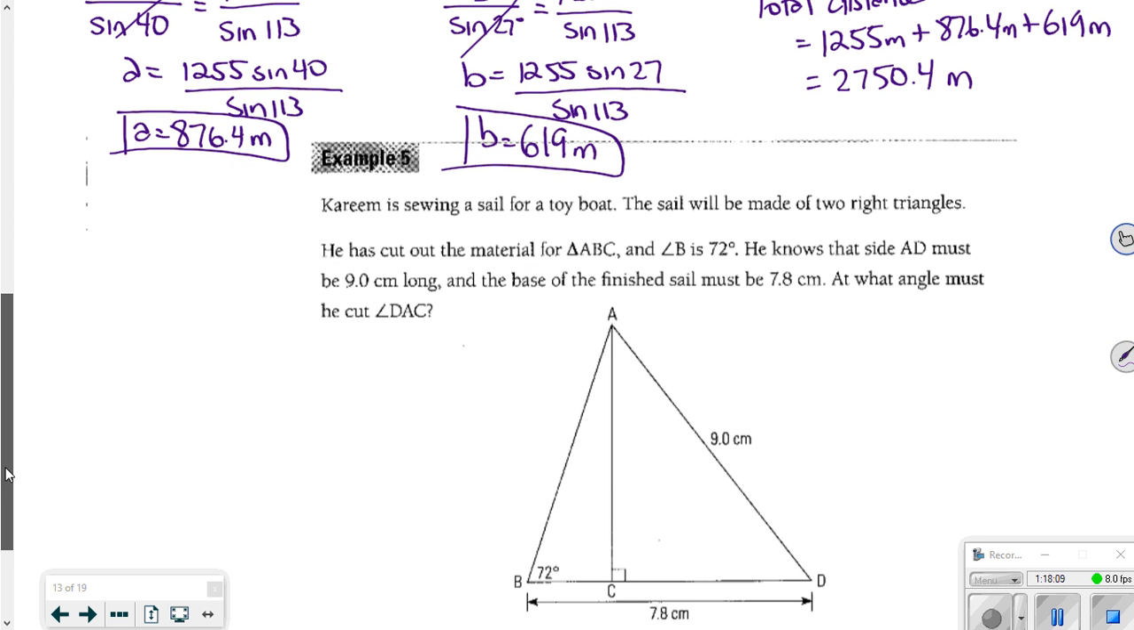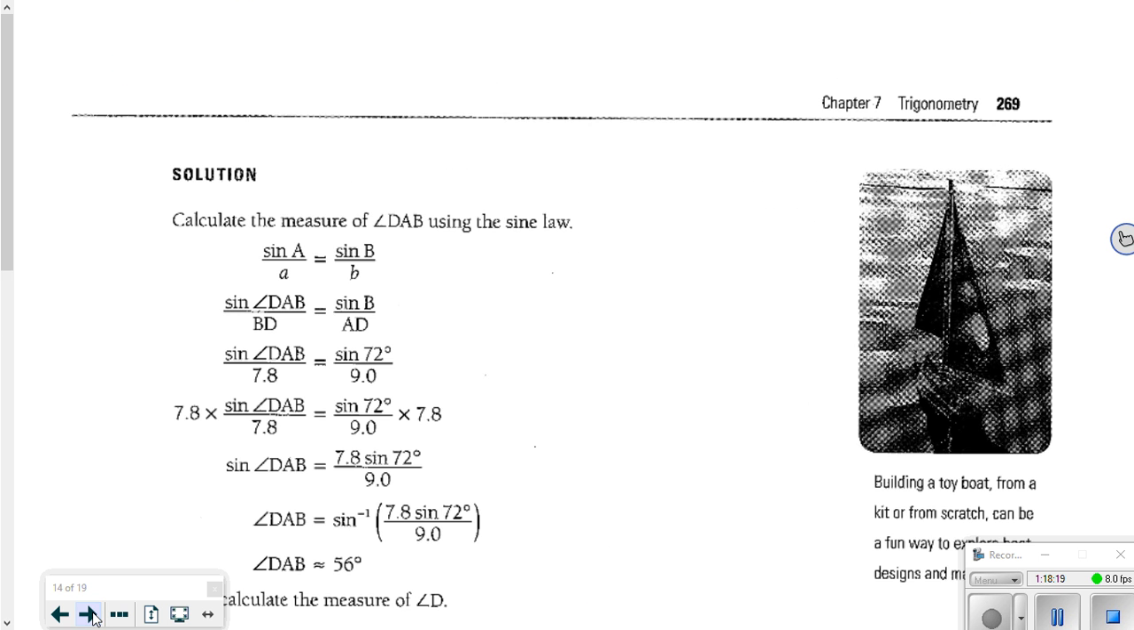Okay, this next example is worked out for you. I feel like we've done enough of these. This should be fairly straightforward. Have a look through it. Make sure you read it over. Check the steps as you go.